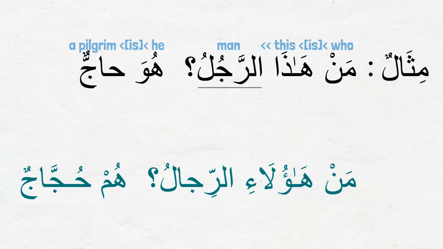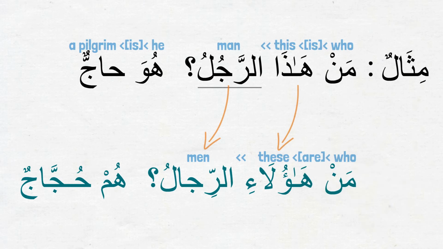The underlined word here is the ism الرجل, the man. As we have learned in the last episode, the plural of رجل is رجال. And in the معرفه or definite form, رجال will be الرجال. So the new question with الرجال is من هؤلاء الرجال? Who are these men? Notice we also changed the اسم الإشارة هذا to هؤلاء.